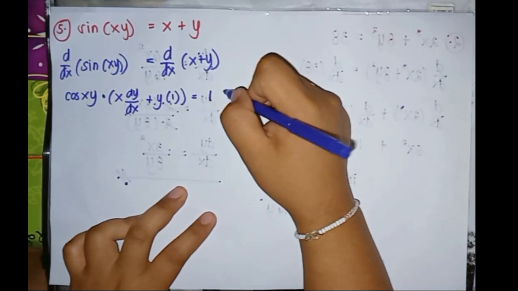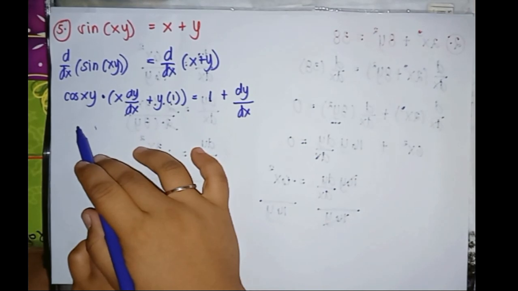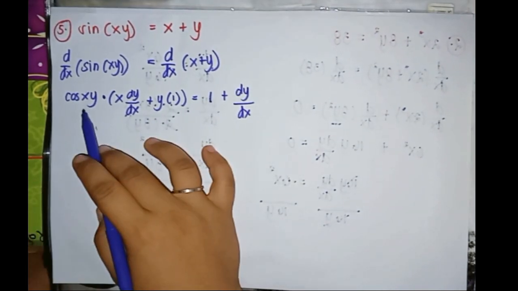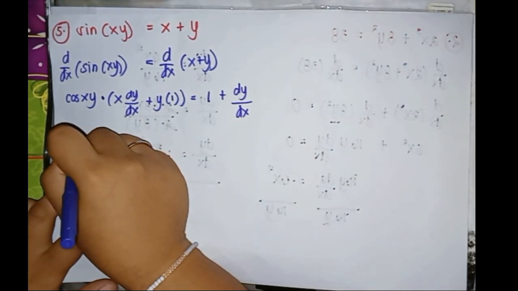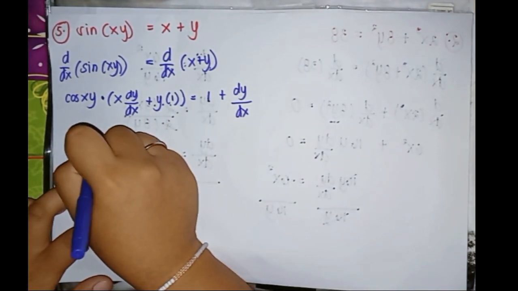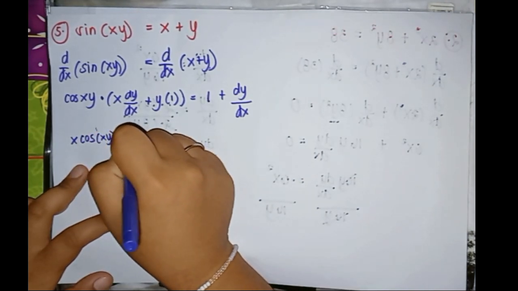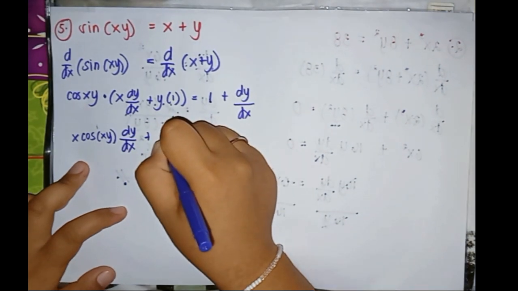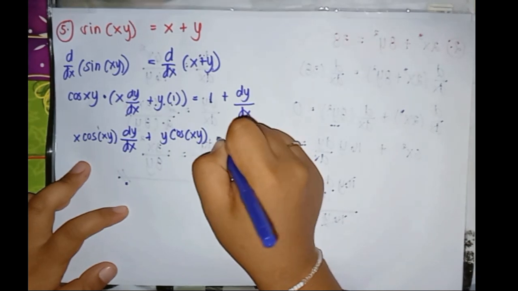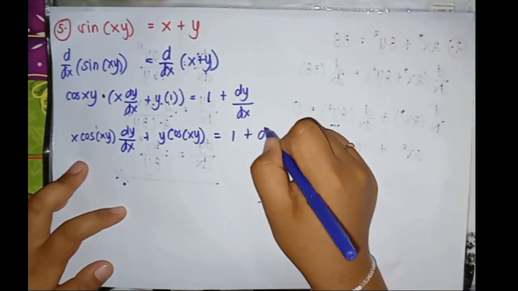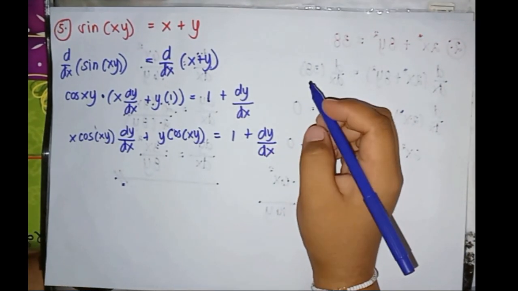So we know that this one is just the derivative of a sum is the sum of derivatives. So we have the derivative of x is 1 plus the derivative of y, which is dy over dx, as we are deriving it with respect to x. Now let us simplify. Let us just use the distribution method. So we have here x cosine of xy dy over dx plus y cosine of xy is equal to 1 plus dy over dx.